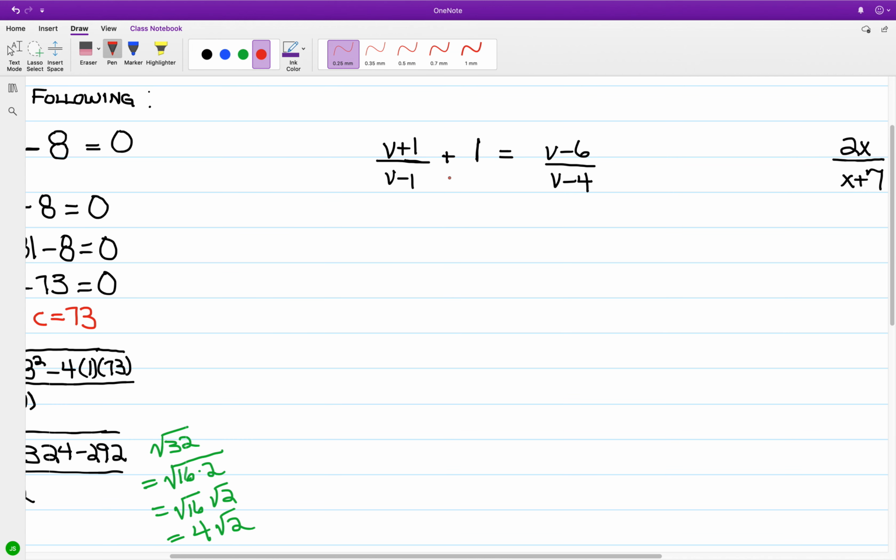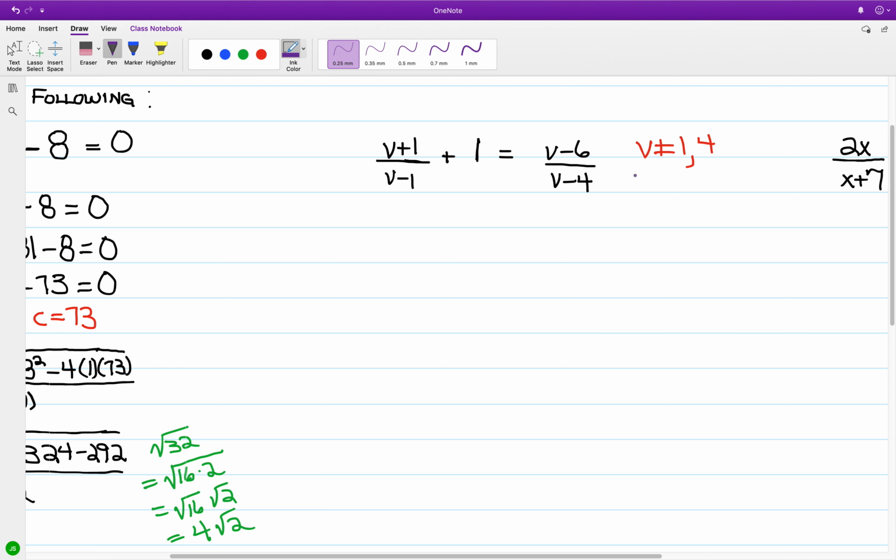Now we have v plus 1 over v minus 1, followed by the additional 1, is equal to v minus 6 over v minus 4. For v, we have the excluded values of 1 and 4, since v minus 1 and v minus 4 cannot be equal to 0.